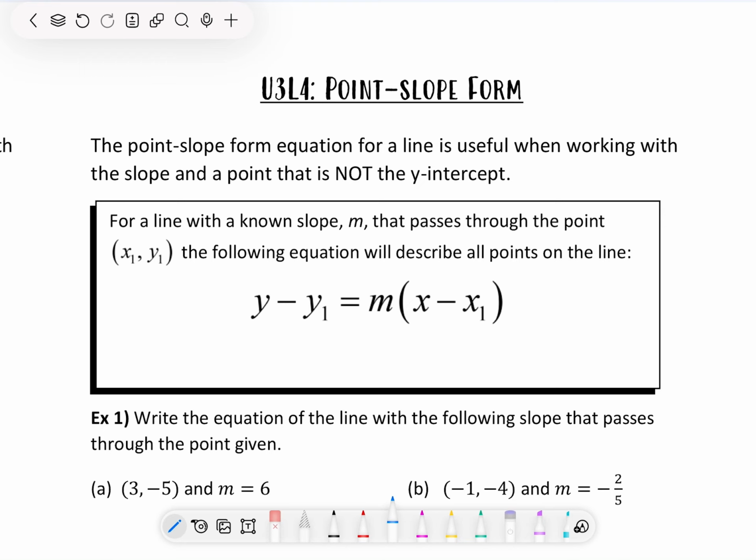The point slope form equation for a line is useful when working with the slope and a point that is not the y-intercept. Really, this equation of a line is more useful than slope-intercept form because it applies when you have any point on a line and a slope. So for a line with a known slope m that passes through the point (x1, y1), the following equation will describe all points on the line.